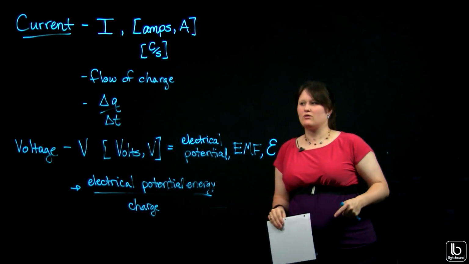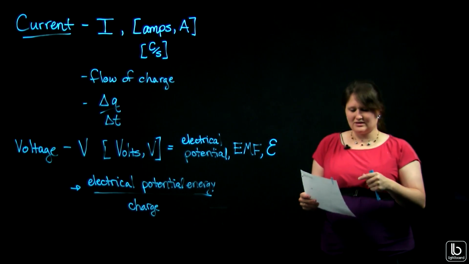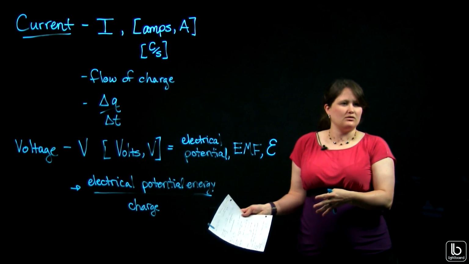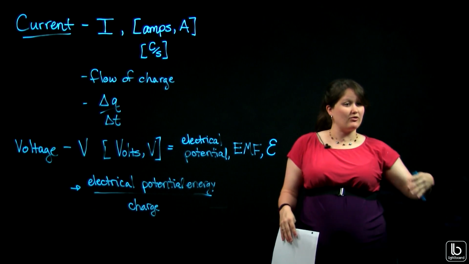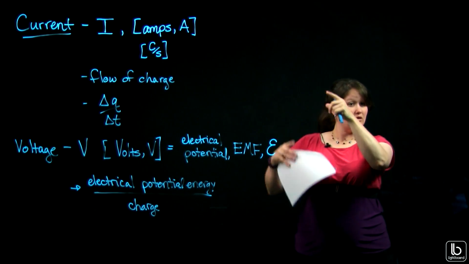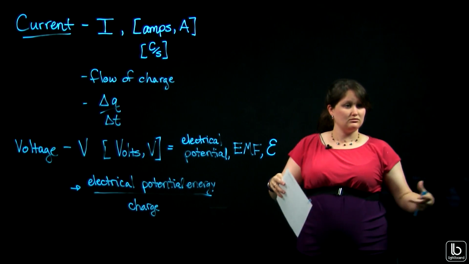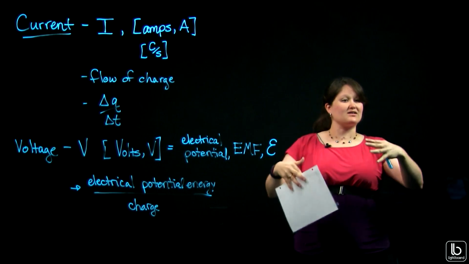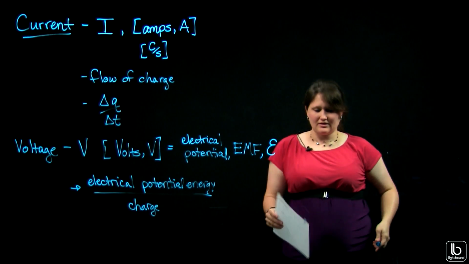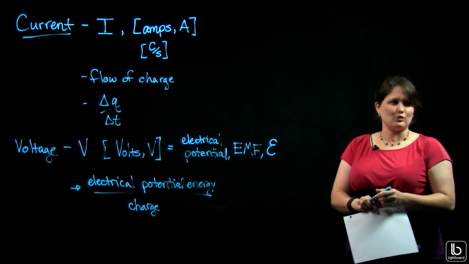So current is the flow of charge. Voltage is the electrical potential energy per charge. And another way to think of it is that voltage is like the height of a hill. So if we have our stream flowing downhill, if we have a high hill, we're going to have more potential energy. If we have our lower hill, we have less potential energy, and that affects the flow. Same thing with current. Now, the other term that we need to start understanding is this idea of resistance.